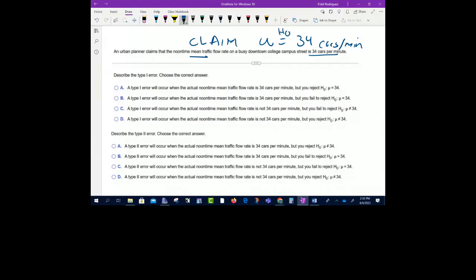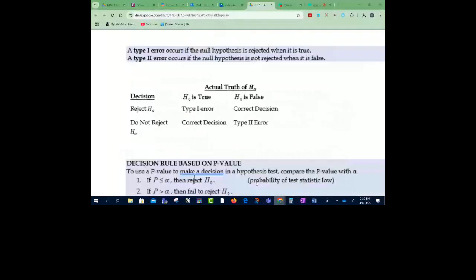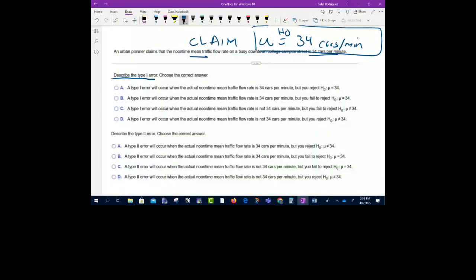Okay. So let's do this, y'all. Let's look again for the type 1 error. Guys, I'm going to come back to my cheat sheet. Okay. A type 1 error occurs when the H0 is true, but we reject it. Okay. So let's come back. The mean time is 34 cars per minute, but we reject it. Does that look like choice A to you guys? Right? Look right here. Mean is 34, but we reject it, right?